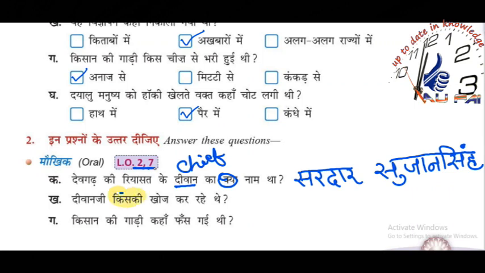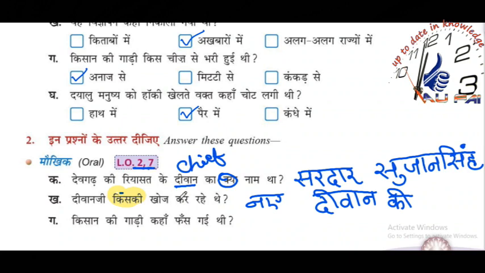Kiski is the question word. Instead of this kiski, you are going to write the answer word, naye divan ki, new chief. Naye divan ki khoj kar rahe the. So this is the answer word for the second question. The rest of the things you copy from my questions.